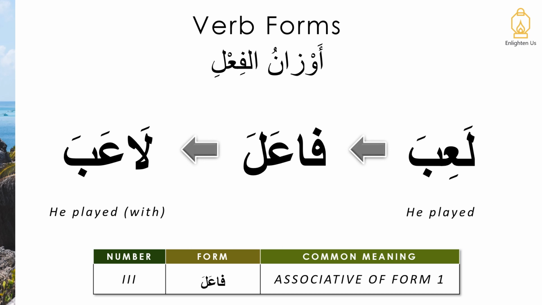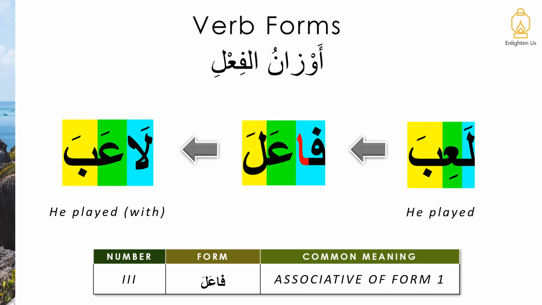And again, let's have a look at this in practice. So again, the lam corresponds to the fa, the ain corresponds to the ain, and the ba corresponds to the lam. What you'll notice is that there's an additional alif. That elongation alif has been added, and if you notice there was a kasra in la'iba, when it was just he played on his own, but to express la'aba, we've now given the ain a fatha. Now let's have a look at form 4.